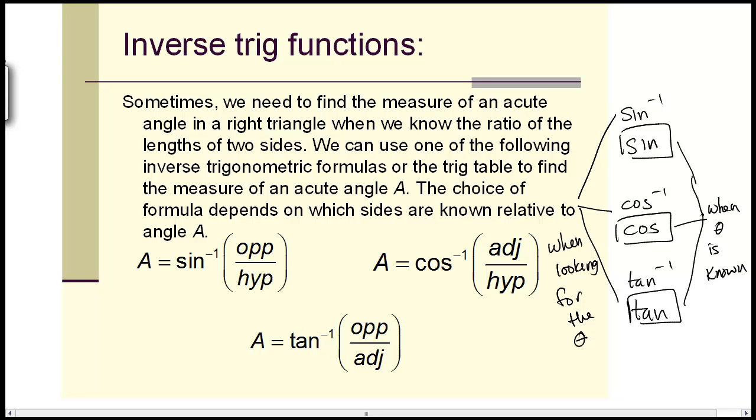So if you know the angle, use the sine, cosine, and tangent. When you're looking for the angle, you can use sine⁻¹, cosine⁻¹, tangent⁻¹. Also, one other thing, sine⁻¹ is not the same thing as 1 over the sine. Okay, they're not the same thing.